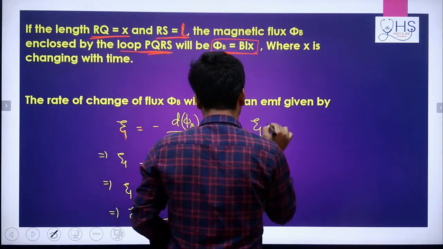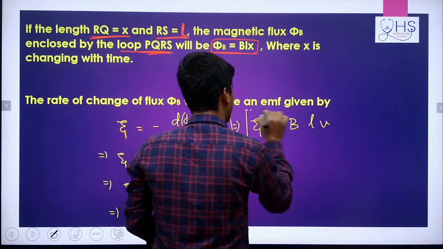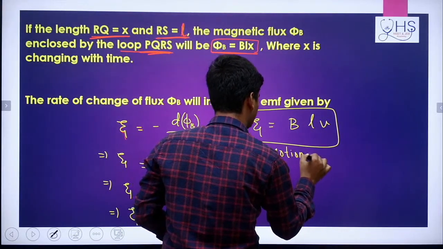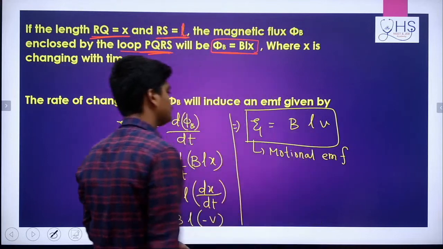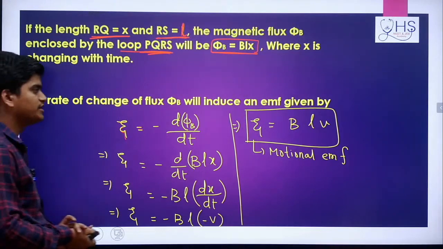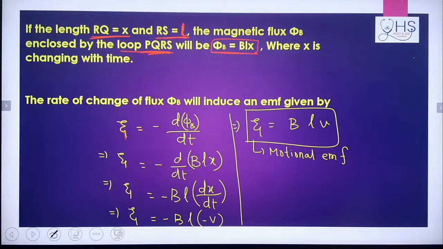Now if I take my induced EMF, how much is it coming? Minus minus plus, so it is BLV. This is my motional EMF. So the running conductor is behaving like a cell, and if it is behaving like a cell, then it will have a certain EMF. That EMF is nothing but BLV. B is magnetic field, L is length, and V is the speed at which it is moving. So this is what you have to understand here.